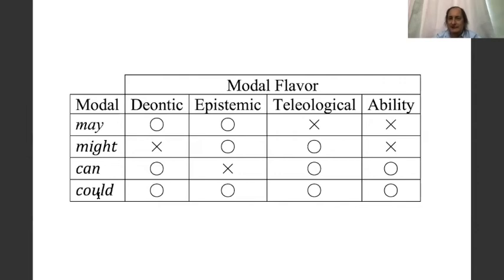So we can summarize the possibilities like this. May has a deontic and an epistemic interpretation, but it doesn't have either teleological or ability interpretations. Might doesn't have a deontic interpretation. It doesn't have an ability interpretation, but it does have epistemic and teleological interpretations. Can has all interpretations except probably an epistemic interpretation. And could can be interpreted in any of the four ways.